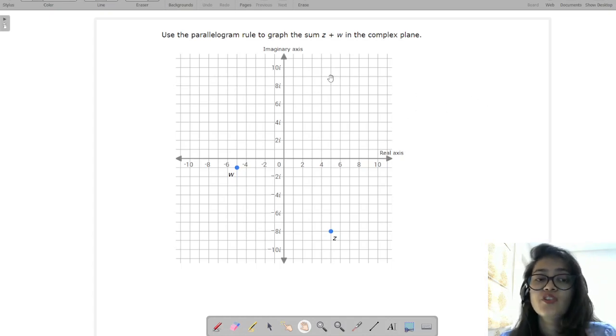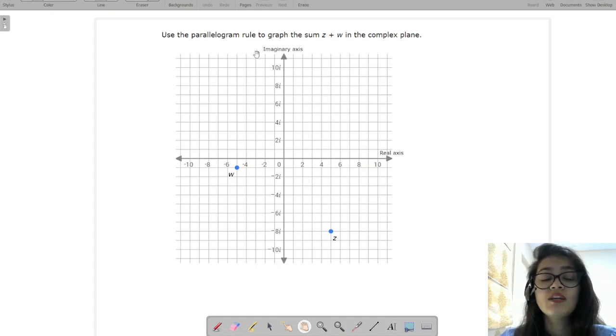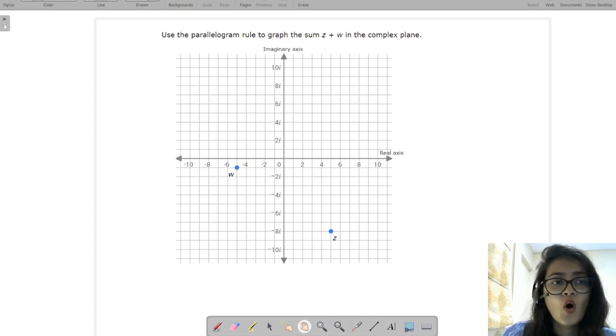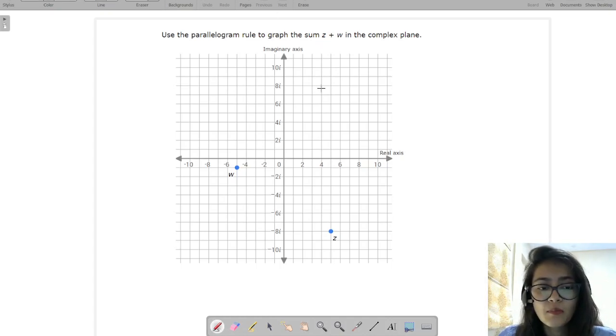And in this video we're gonna do a problem on the parallelogram rule. We are gonna use the parallelogram rule to find out the sum of z plus w in the complex plane.